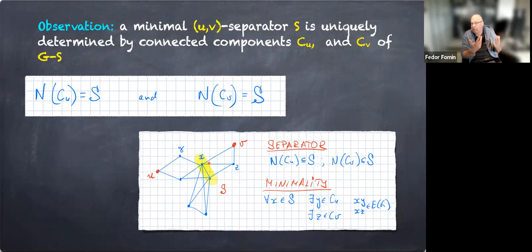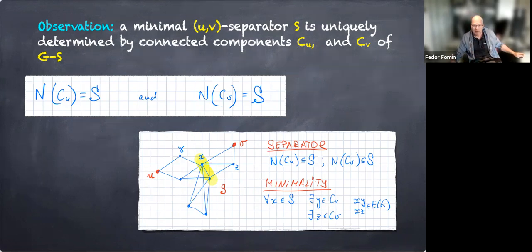Because of the minimality of the separator, there is always a vertex Y in the component Cu which is adjacent to vertex X, and symmetrically there is a vertex Z which is also adjacent to vertex X. Which means that the open neighborhood of one component fully covers the separator, and the neighborhood of the second component also fully covers the separator. So far I'm just using the property of the separator and the property of minimality.